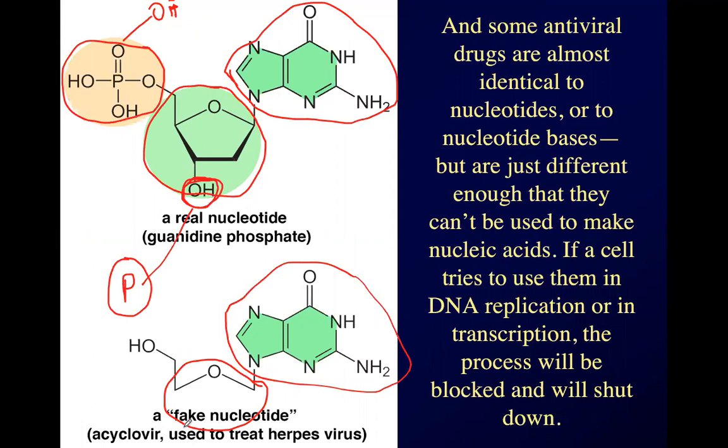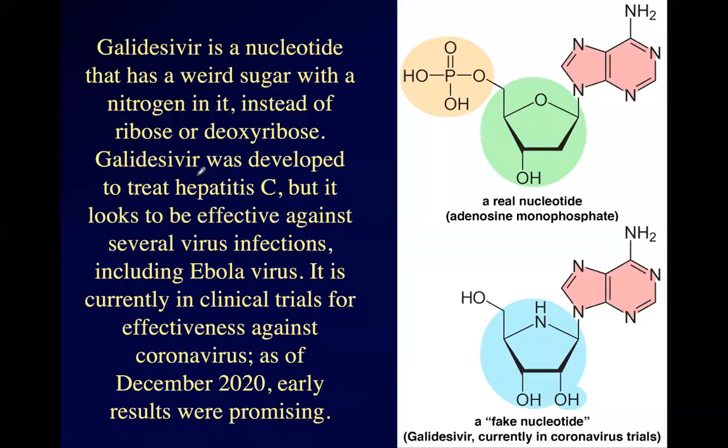Now, that's poisonous for the cell, but it's even more so if the cell is infected with viruses. It stops viruses from being made. And that's why acyclovir is used to treat herpes. I don't believe it's an absolute cure, but it can knock herpes infections down very effectively. The same is true for galidesivir, which has a base right here. That's adenine.